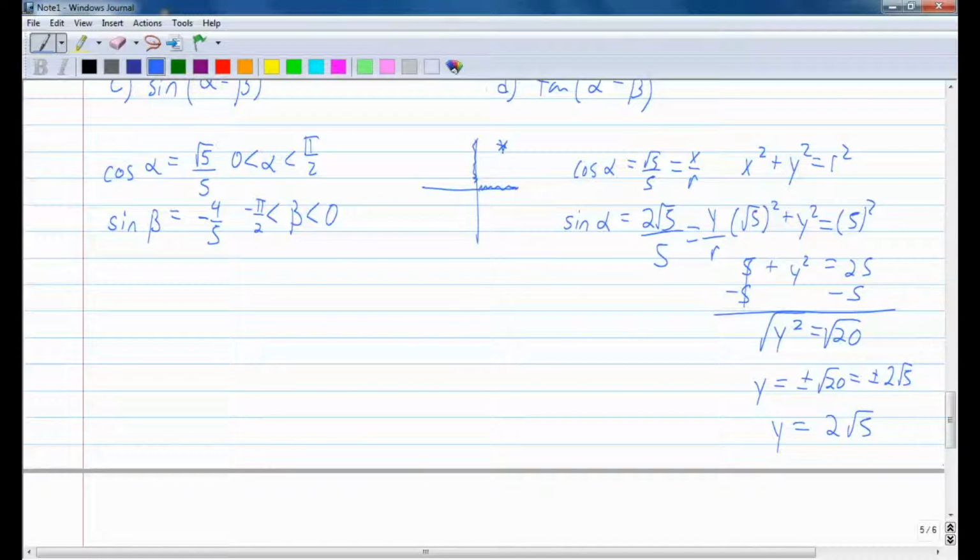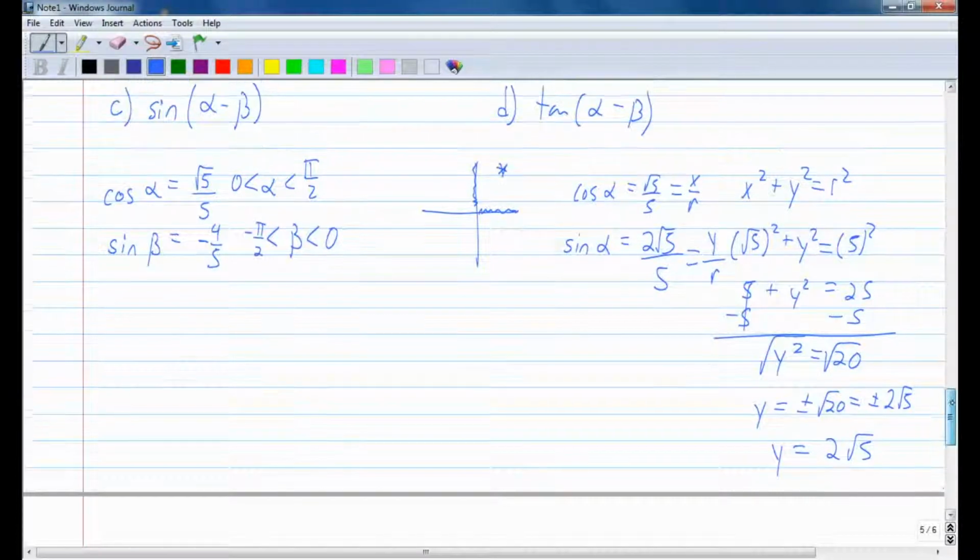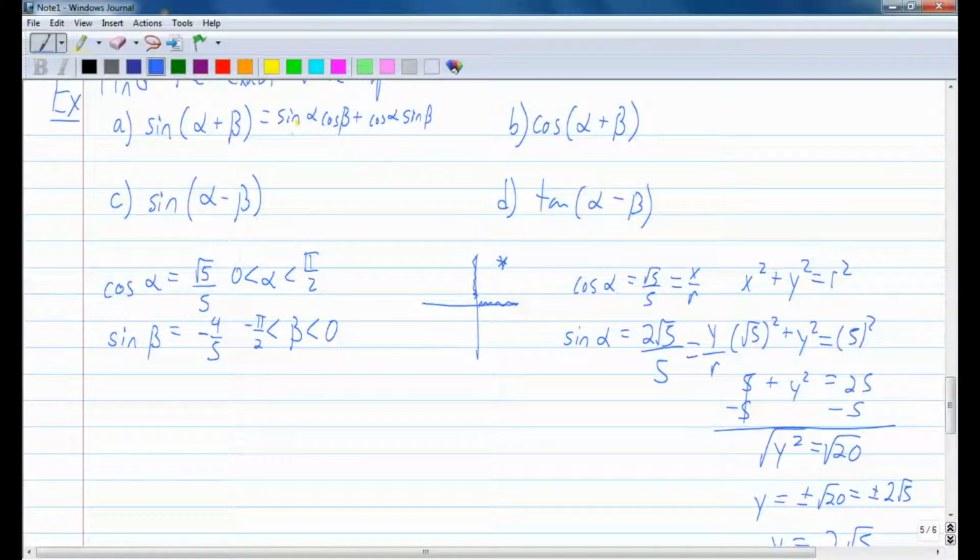So we have cosine of alpha and sine of alpha. For our first part here, we need cosine of alpha, sine of alpha, cosine of beta and sine of beta. So the sine of beta is given. Let's figure out the cosine of beta. So first, where is beta located? We're told that beta is between negative pi over 2 and 0. Negative pi over 2 is down here, 0 is right here. So we are in the fourth quadrant. In the fourth quadrant, x's are positive and y's are negative.